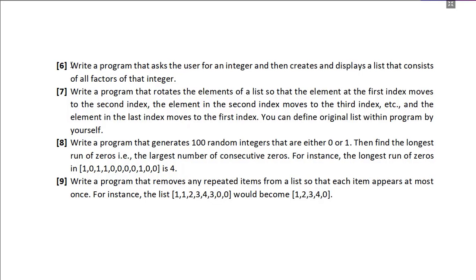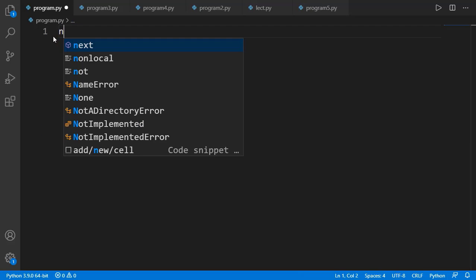The next task says that you have to take an integer from the user and then the program should generate a list of all factors of that integer. So let's take the integer from the user.